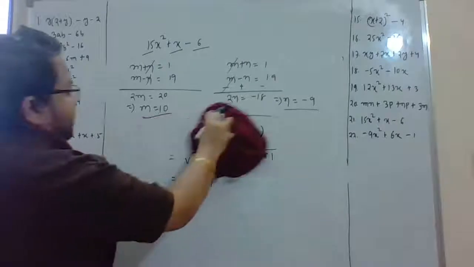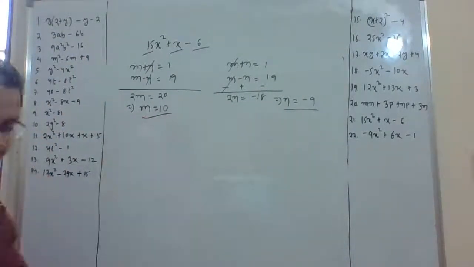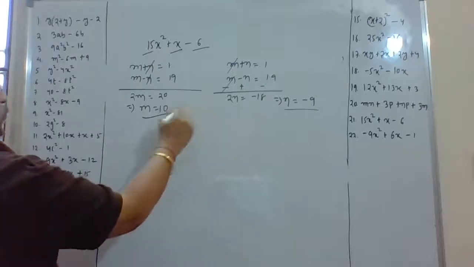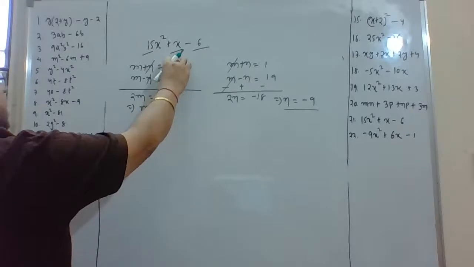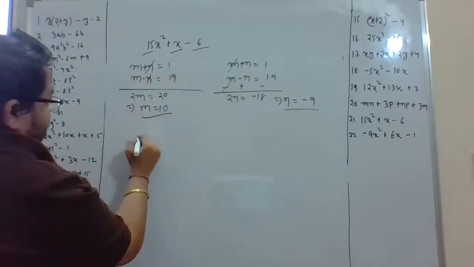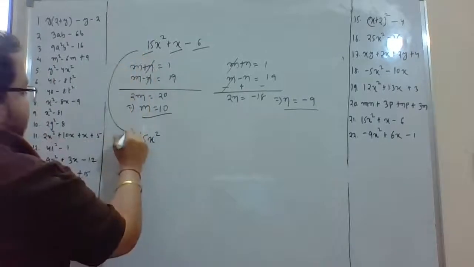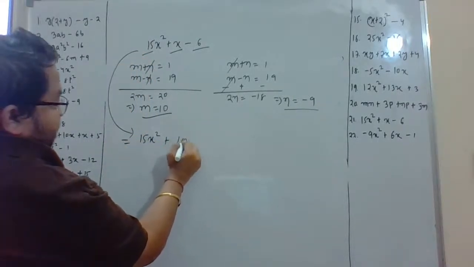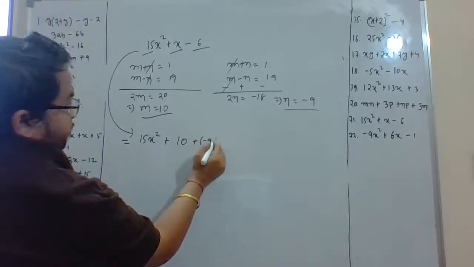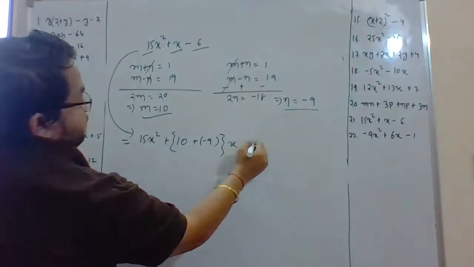Now we will rewrite the equation using m and n. If we put the values of m and n here, we know m plus n is nothing but b. So this expression can be written as 15x squared plus 10 plus minus 9, x minus 6.